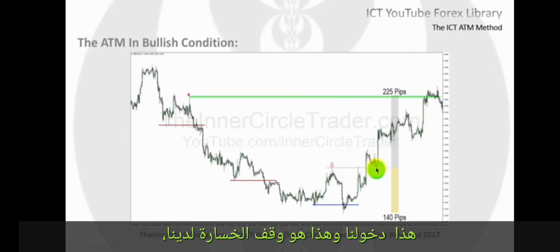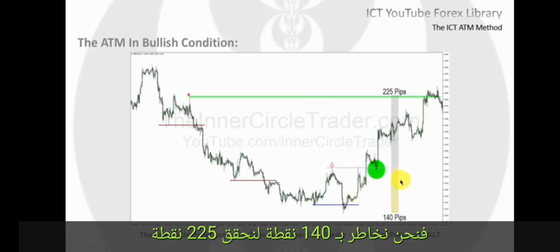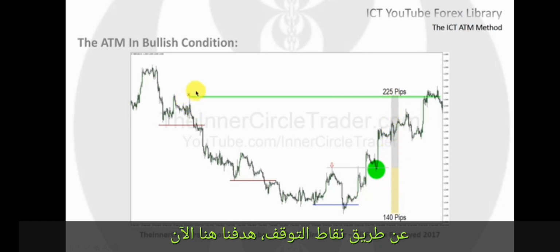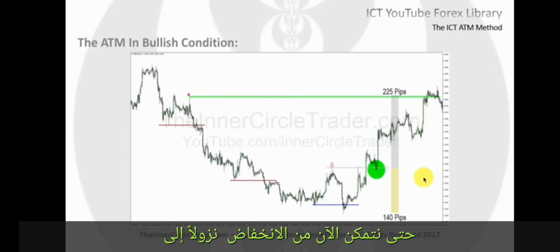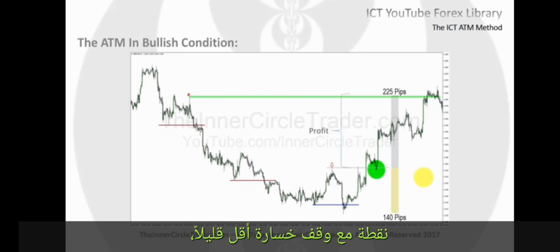So if that's our entry, and this is our stop loss, we're risking 140 pips to make 225 pips. Buy stops are our target here. Now, that may not be an ideal scenario for you, and it may not be something that fits your risk appetite. So we can now drop down into a 15-minute time frame and try to get that same 225 pips with a little bit lower stop loss.